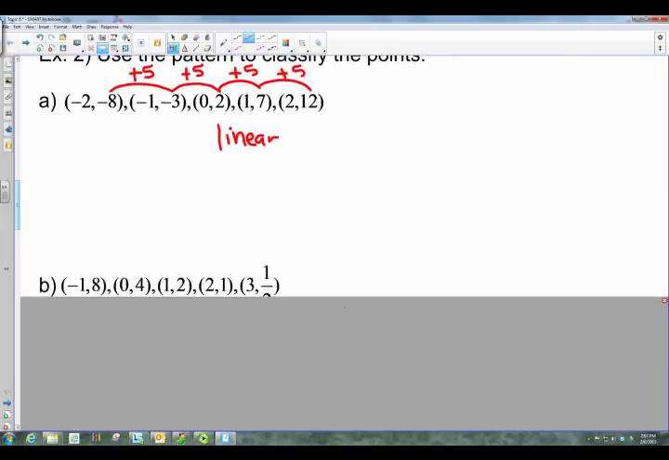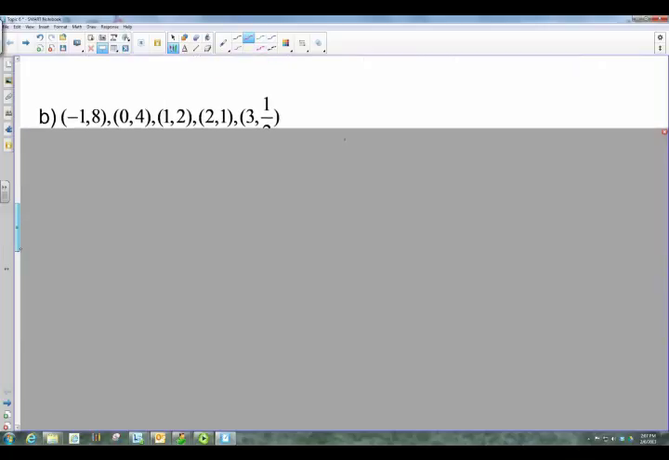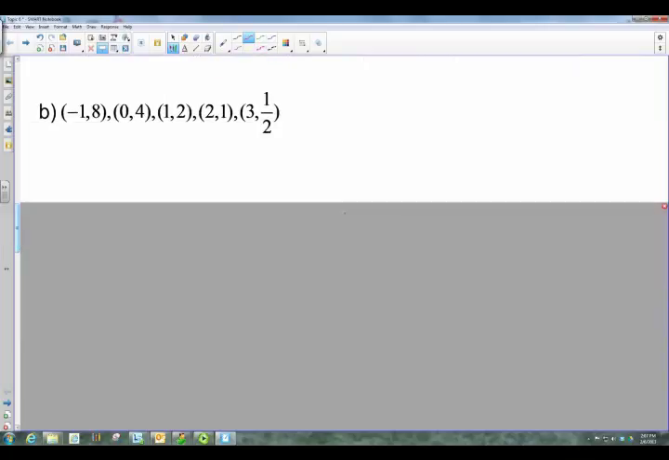Alright, second possibility. Again, our x's are going up by 1, so we're okay with that. Our next one, we look at the y values. So from here to here, I subtracted 4. From here to here, I subtracted 2. Well, there's a problem there. From here to here, I subtracted 1. Those are all becoming different. Now, that's the first difference. So let's look at the second difference.